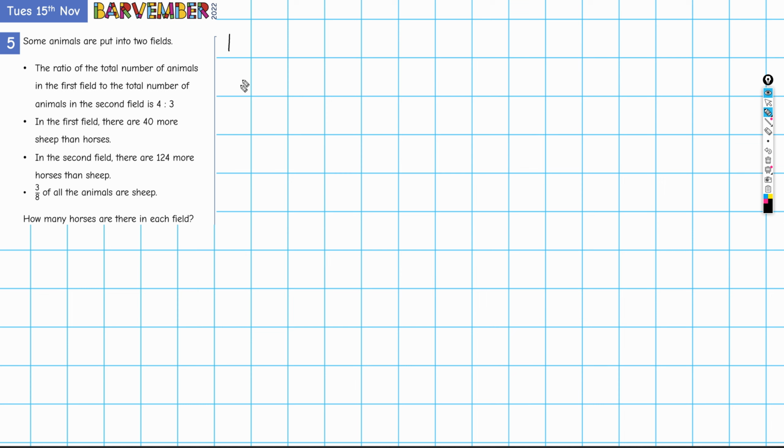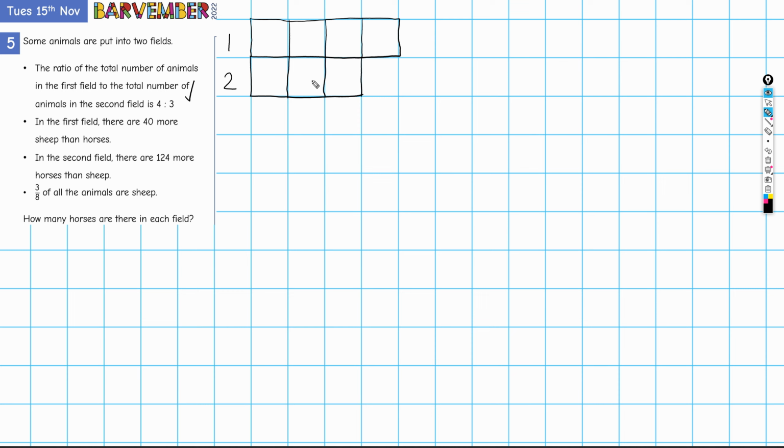So this is going to be for the first field, this for the second, and I'm going to draw 4 parts. So 1, 2, 3, 4, and 3 parts: 1, 2, 3. Let me just mark those in. So that's that bit taken care of. Does it help us right now? No, not really. We're not going to do anything with this at the moment.